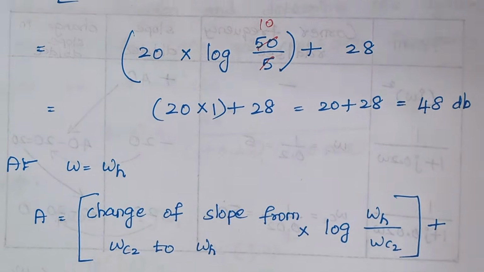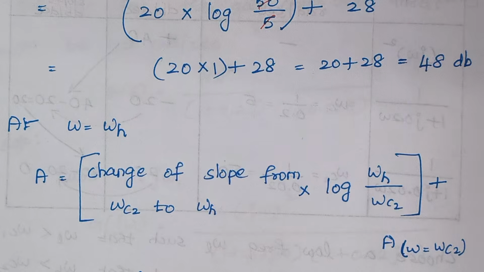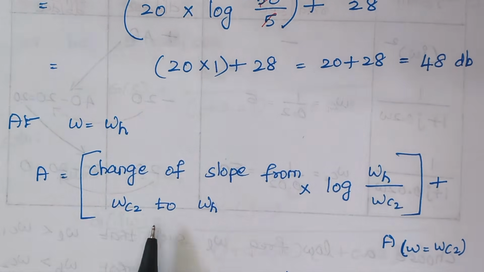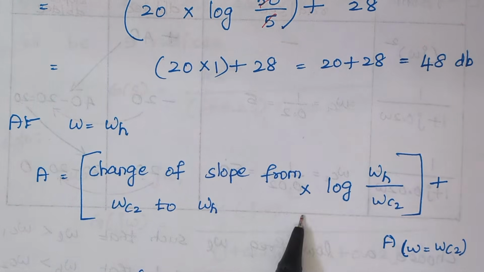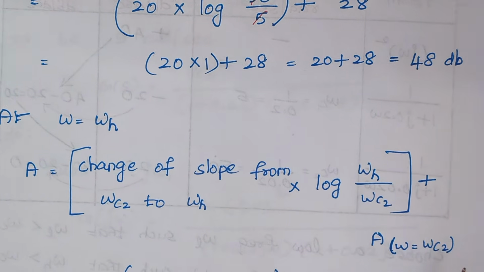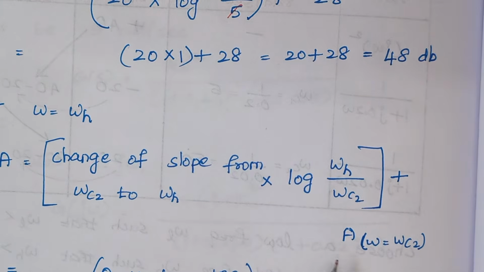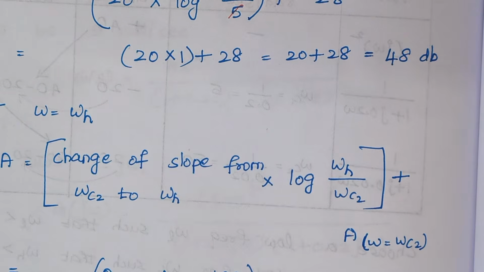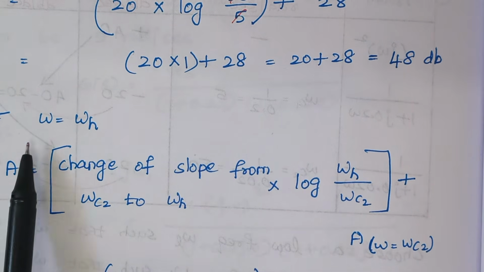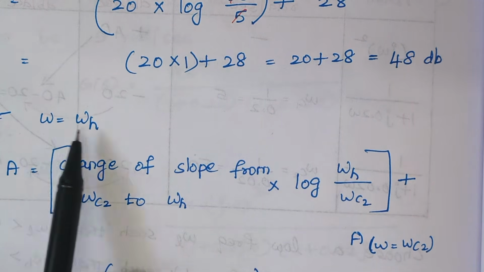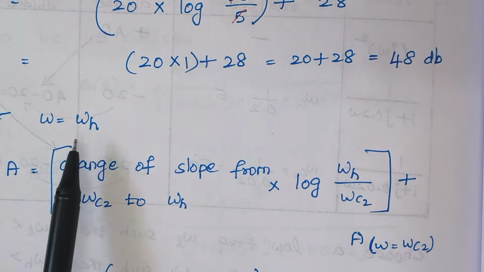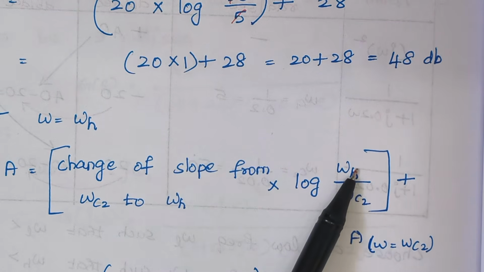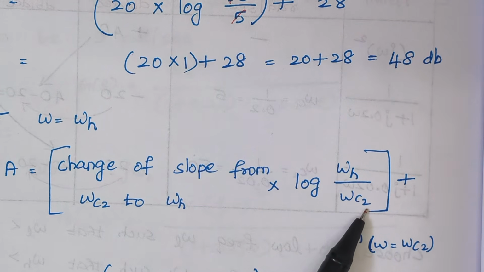Then the next step is at omega equal to omega h. Here again the formula is change of slope from omega C2 to omega h into log of omega h by omega C2, again plus the value of A when omega equal to omega C2. So here the main thing to be noted is whatever we are taking, that at omega equal to omega h we are taking, right? So this omega h should occupy the numerator part and the previous corner frequency should occupy the denominator part, right?